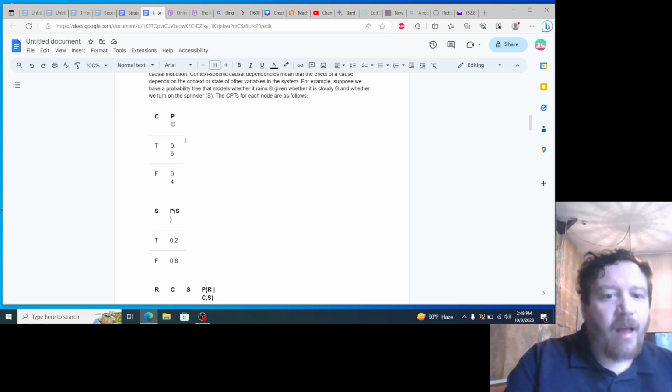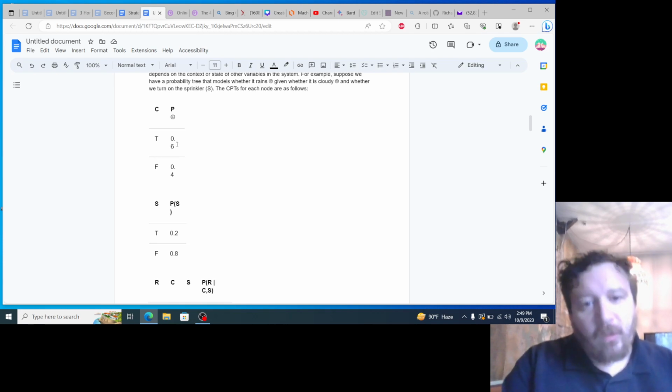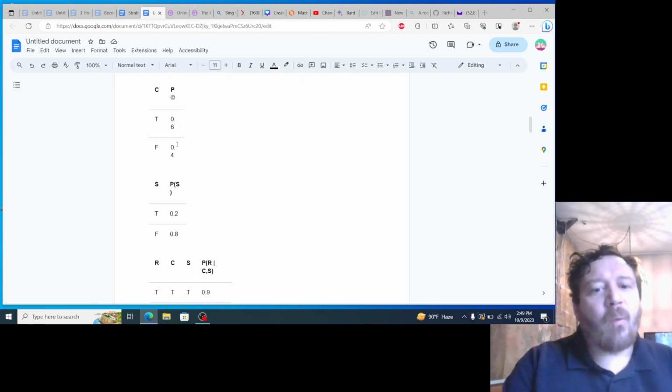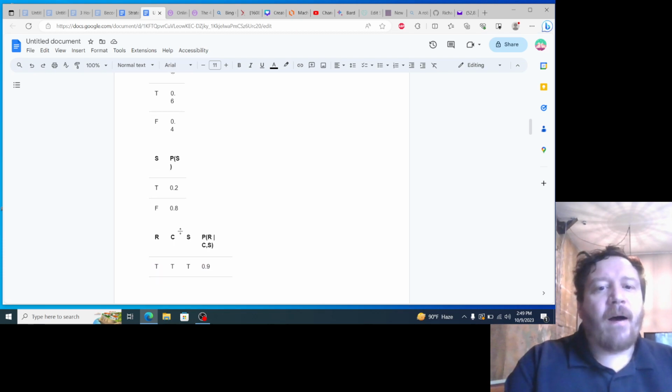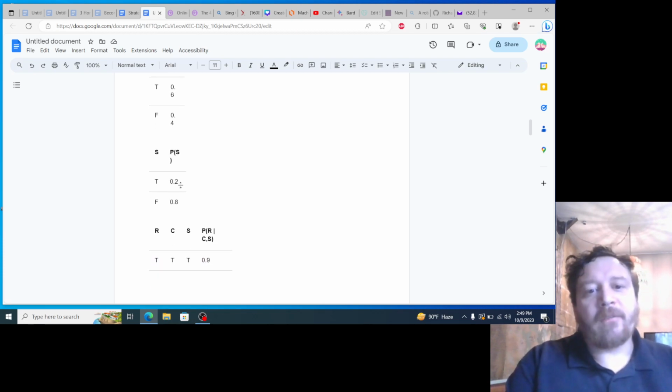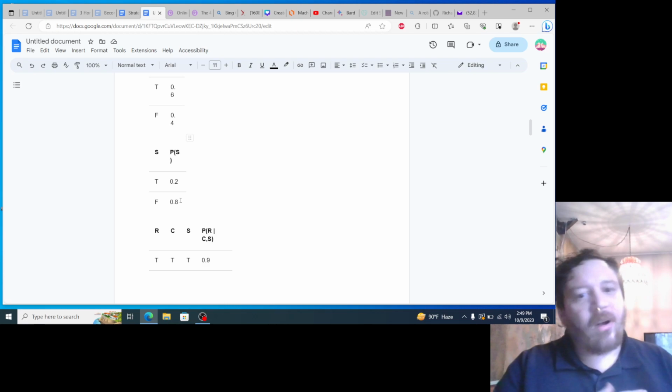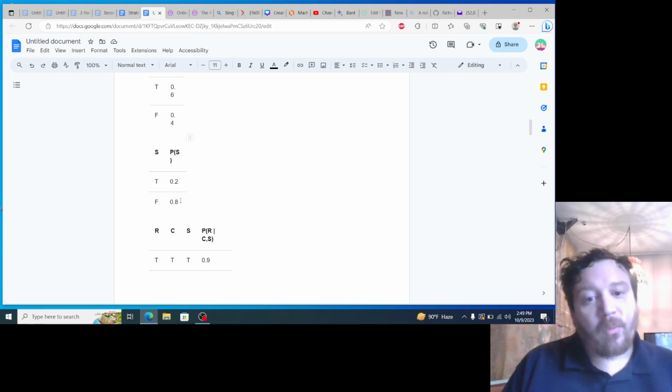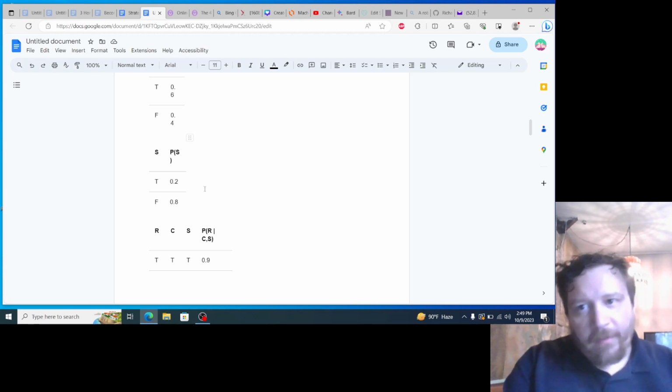We can see that depending on whether it's cloudy, true or false, if it's cloudy, then it's more likely that it's going to rain, of course. With our sprinkler, it's basically not going to rain if the sprinkler's on, and if the sprinkler is off, then there's a much higher probability that it's going to rain. But then again, correlation doesn't equal causation, right? So I'll just leave that here, but that's what our data is showing.